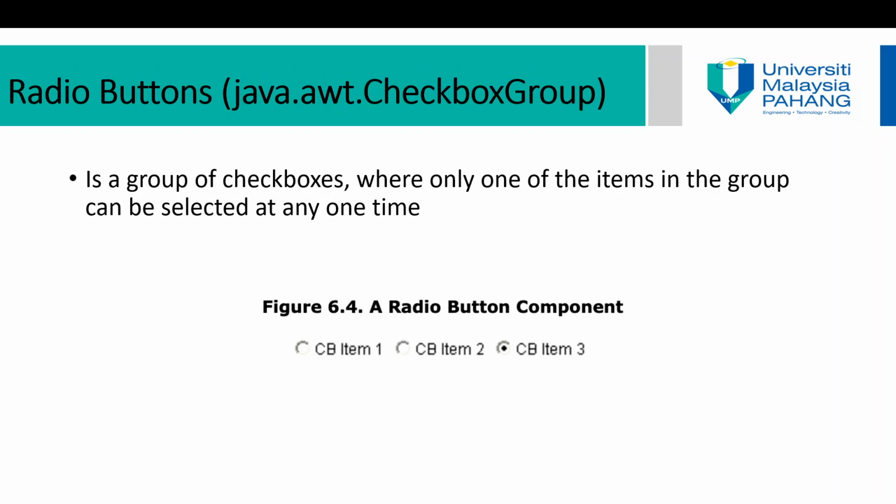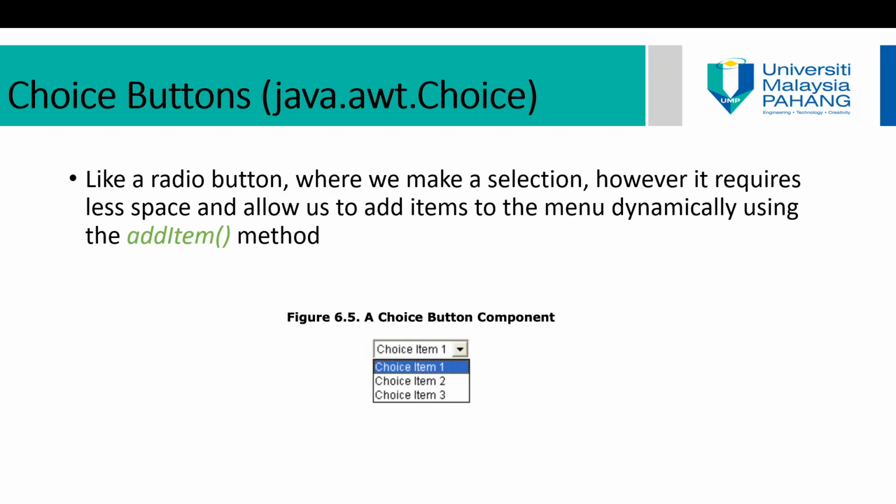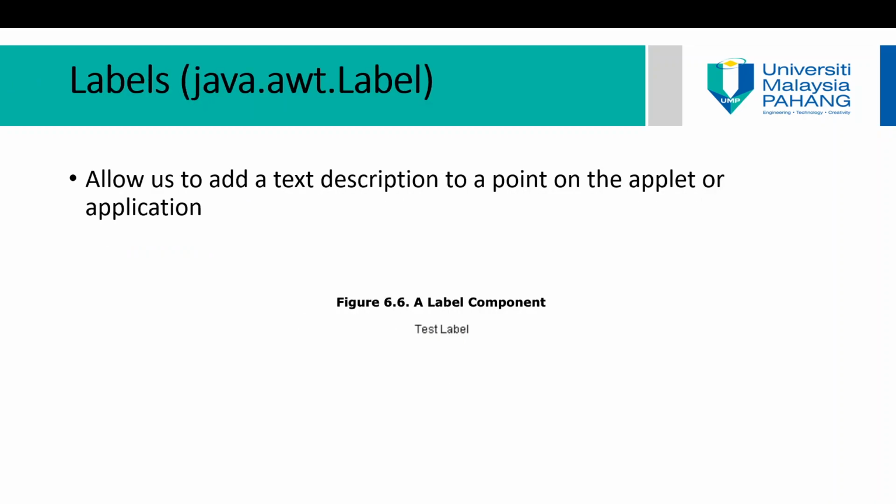Whereas a radio button is actually a group of checkboxes whereby only one item in the group can be selected at one time. We also can have a choice of items. Then this is mostly what we can find in our GUI, whereby this is a label. We can add text to this for a description of the object.